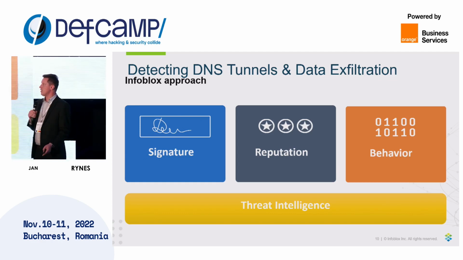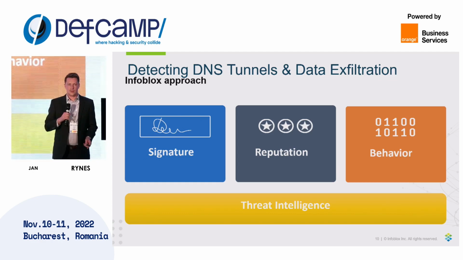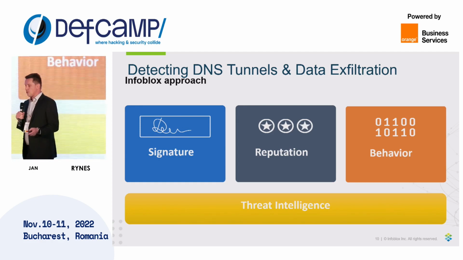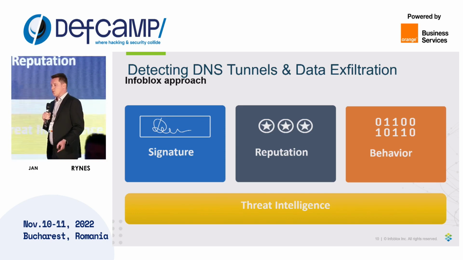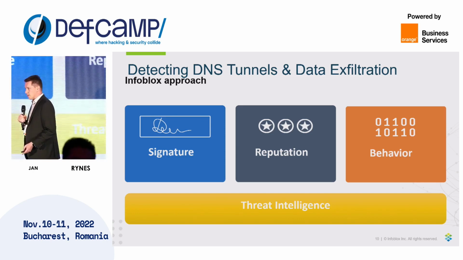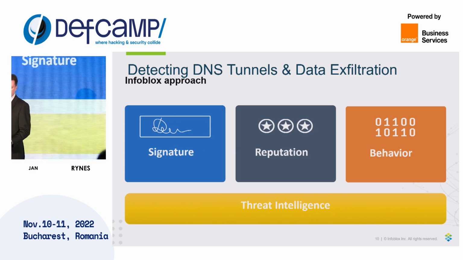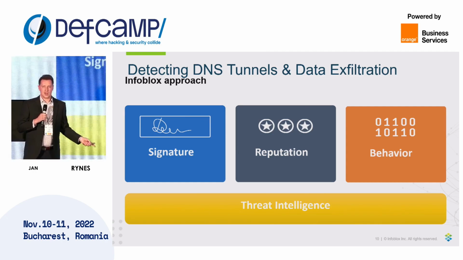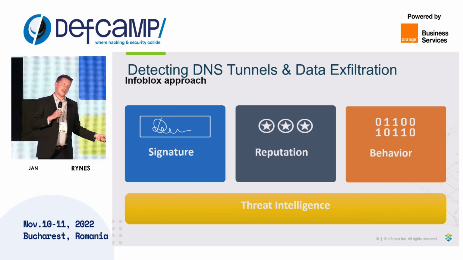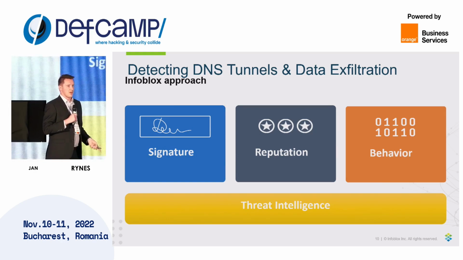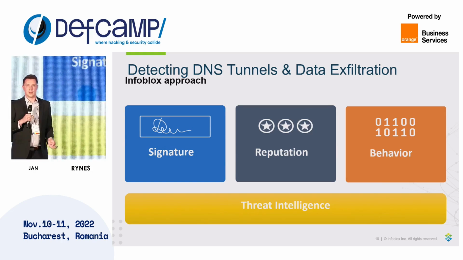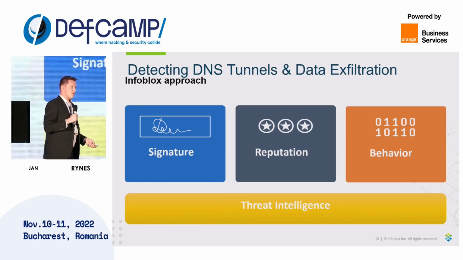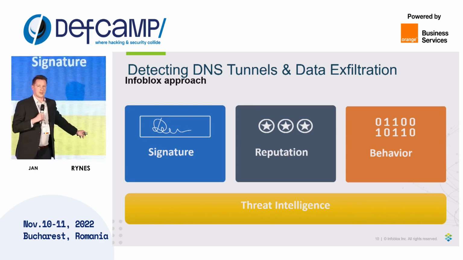But what we are capable of doing about this problem is basically to have a look at every single query. And we are using three different methods. We are doing signature detection, reputation, and behavior analysis. To have some kind of reputation-based detection, you actually have to have threat intelligence. Because without that, you might say, okay, this domain is bad, but for what? How is it bad? Is it still bad? You might not know. So what we do is create our own threat intelligence.